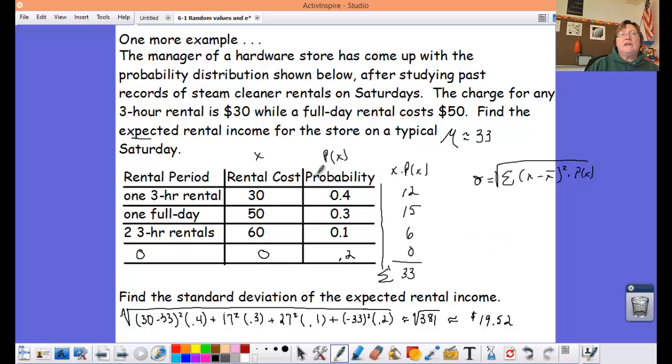I mentioned just in passing that you could do this in your calculator. If you were going to do that, the rental costs would go in list 1, the probabilities in list 2, and you can find the mean and standard deviation the same way that you did before with one variable stat. I'll write that here. 1 var stat, and it's L1, comma L2. Okay, data values in list 1, frequencies or probabilities in list 2.